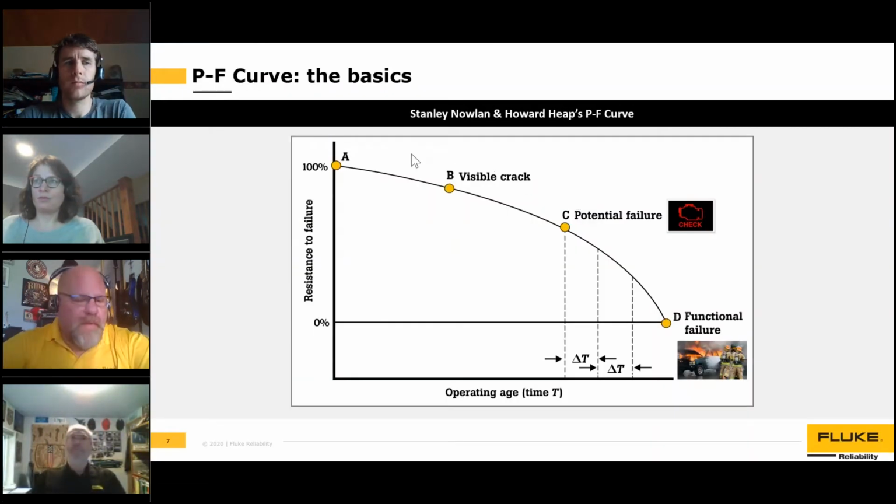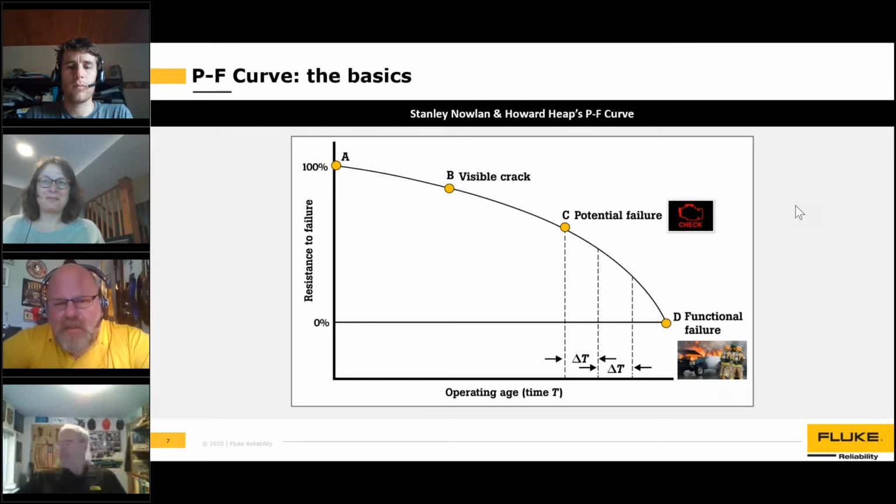Thank you, Leah. So the PF curve, I'm pretty sure most of the attendees here should be familiar with it. And if you're not, I'm going to give you just a brief overview. I'm not going to go into a big, deep dive into the PF curve. But in 1978, Nolan and Heap, back when they did their reliability centered maintenance study, put into a depiction how components fail over time. So what you're looking at is the original Stanley Nolan and Howard Heap PF curve, and what we want to point out here is just the basics.